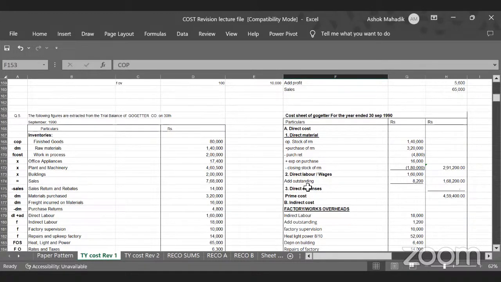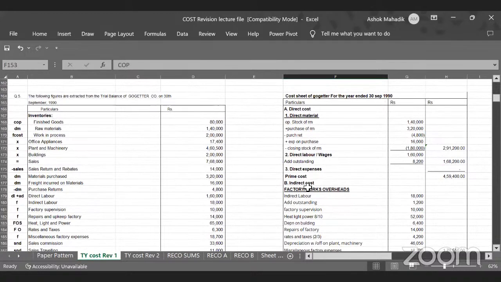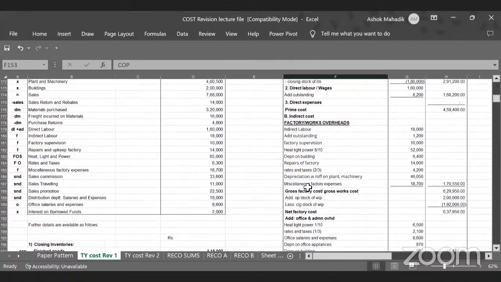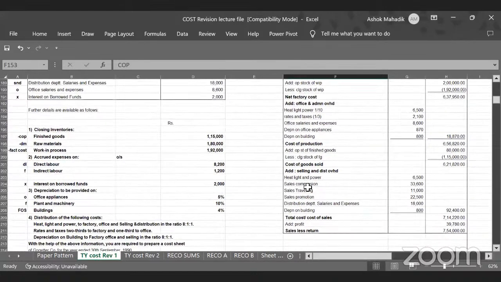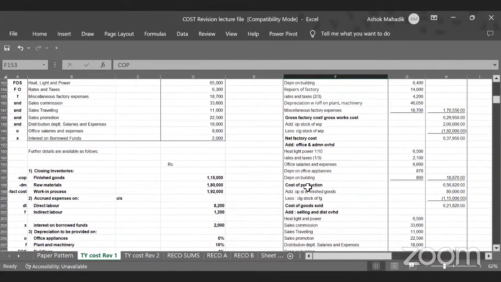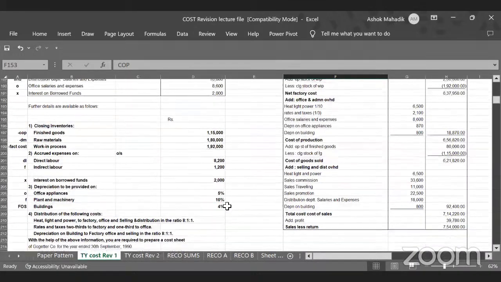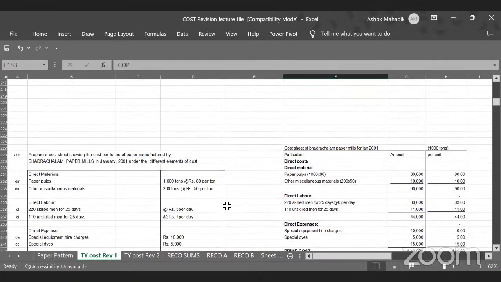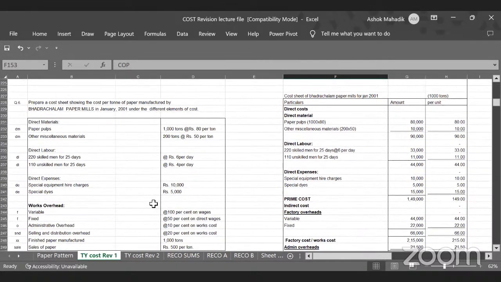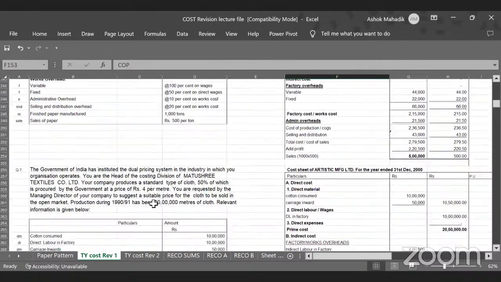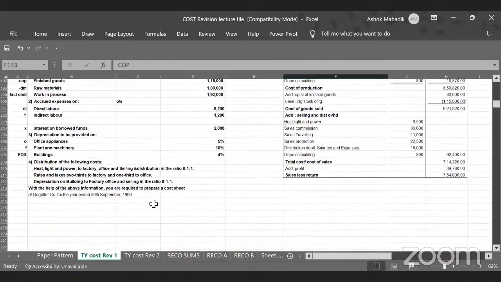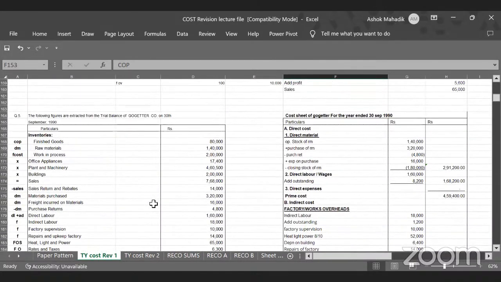The following figures are extracted from the trial balance of Go Getter company on 30th September 19. Okay. It's a lengthy question, I guess. Yeah. So this is a comprehensive sum. So after this, we'll go to estimated cost sheet and two product cost. Okay. So let us complete this one first. There are so many sums in this cost sheet now, but it will be okay. I'll show you the sixth one also. That is also very different. The seventh one is also different. Okay. Let us compare this sixth one first.